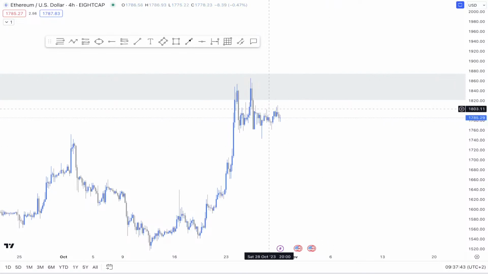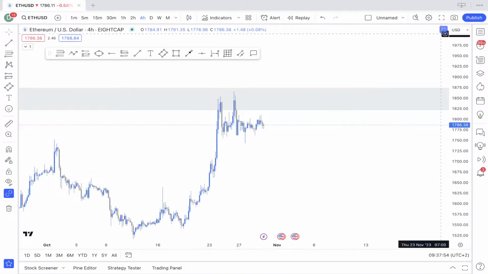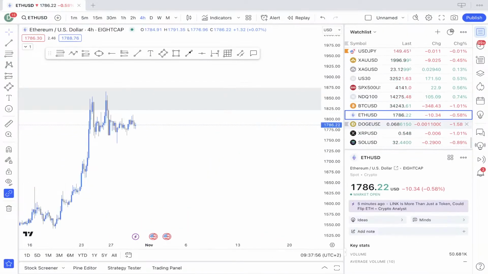But currently, we are pretty much in the middle of nowhere. We don't really have the best volume on Ethereum yet. So because of that, we will stay on the sidelines and leave the price to develop some more.